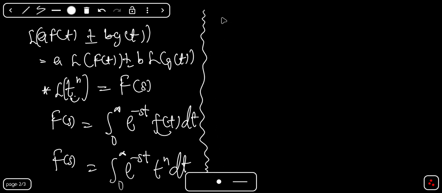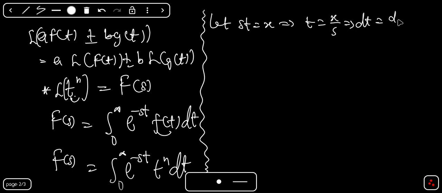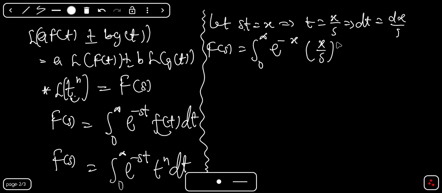To solve this integral, we can make a substitution. We can let st be equal to x. If we do that, t will be equal to x over s, then dt equals dx over s. But take note, the limits are not changing, because if you put infinity, you have infinity, and if you put 0, you get 0. So we have F of s equal to the integral from 0 to infinity of e raised to the power of minus x, multiplied by t, which is x over s, raised to the power of n, and dt, which is dx over s.